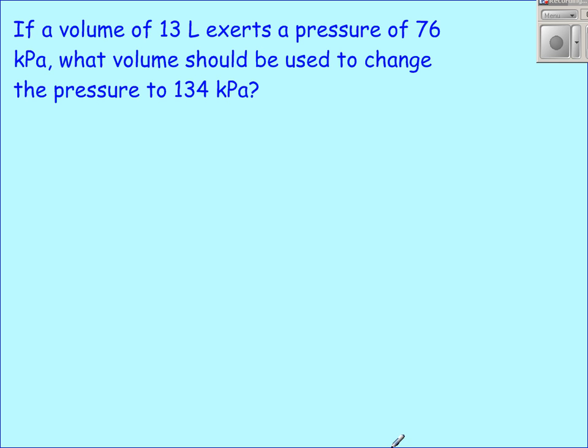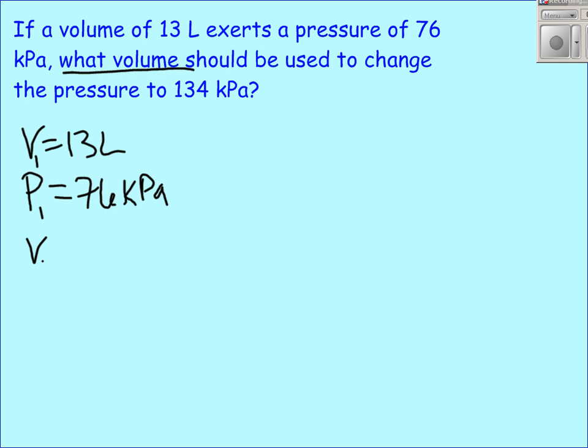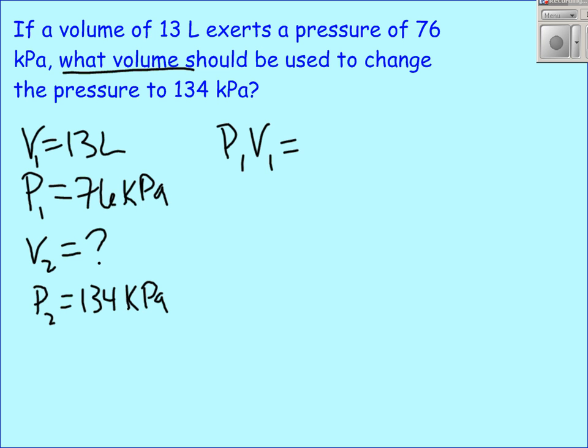All right, analyzing the problem again, I have a volume of 13 liters that exerts a pressure of 76 kilopascals. I know those go together, so I'm going to give them ones. What volume then, so I know I'm solving for volume, would be there if I change the pressure to 134 kilopascals? I know the equation that I'm using is Boyle's: P1V1 equals P2V2.